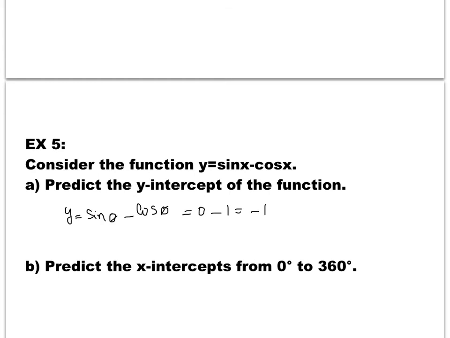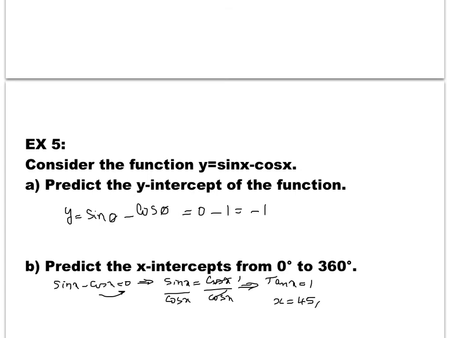The next part of the question says predict the x-intercepts of the function from 0 to 360. By definition, x-intercepts are when y is equal to 0, so we have to solve sine x minus cos x is equal to 0. If we move cos x to the right, we get sine x is equal to cos x. Dividing by cos x on both sides, we get tan x is equal to 1. From 0 to 360, we know that tan x is 1 for x equal to 45 degrees, and 180 plus 45, which is 225 degrees. So the x-intercepts are 45 degrees and 225 degrees.